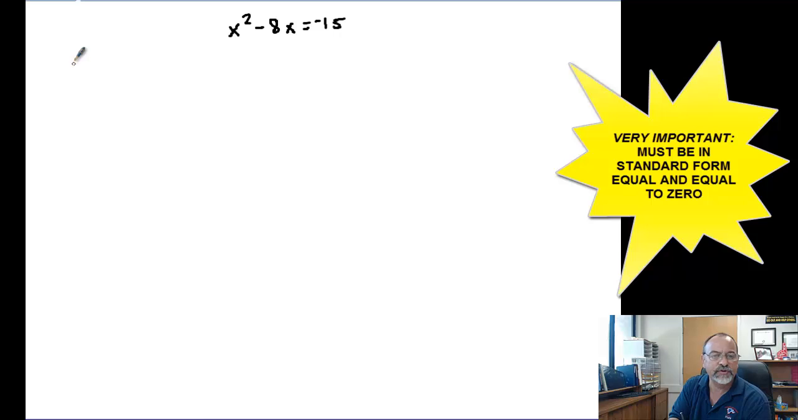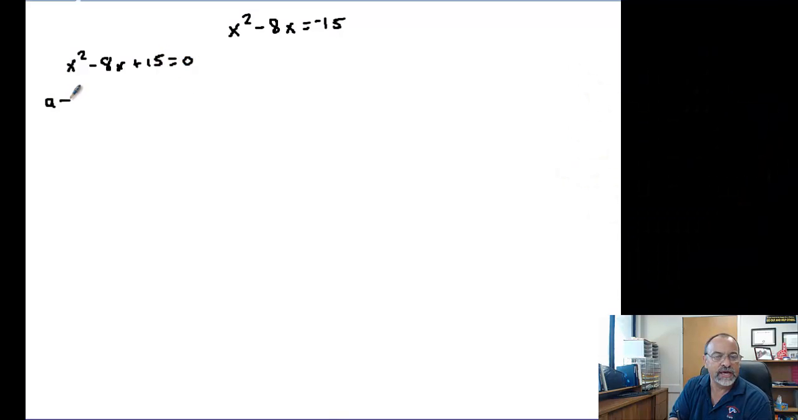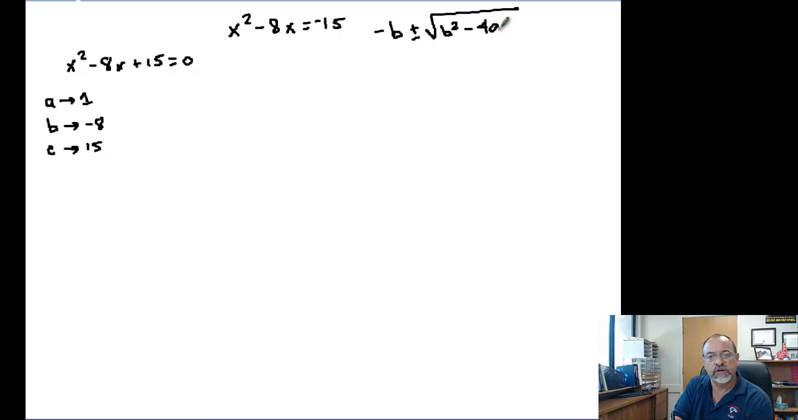So first thing I need to do is put it in standard form. So x squared minus 8x plus 15 is equal to 0. I then want to identify my a, which is going to be 1. My b is going to be -8. And my c is 15. And then I go ahead and substitute it in my formula. So I'm going to write it out. The opposite of b plus or minus the square root of b squared minus 4ac. All of that's over 2a.